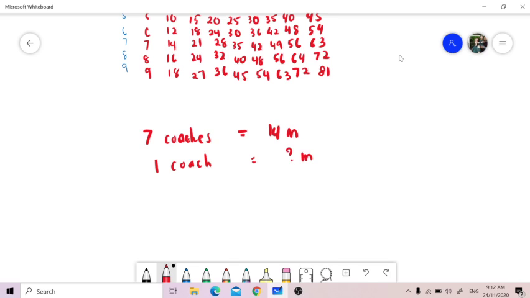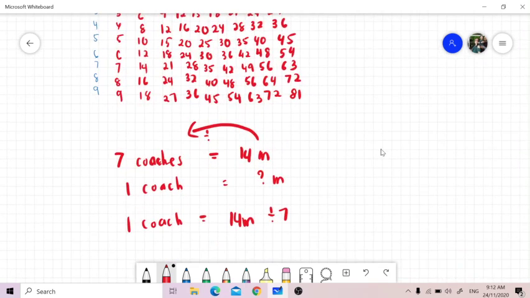Okay. So when you have this, it says that you need to do... So if you need one coach, it means one coach is equivalent to 14 meters divided by 7. This divided by this. Okay? So that's why we need to do division. So how are we going to find the answer?